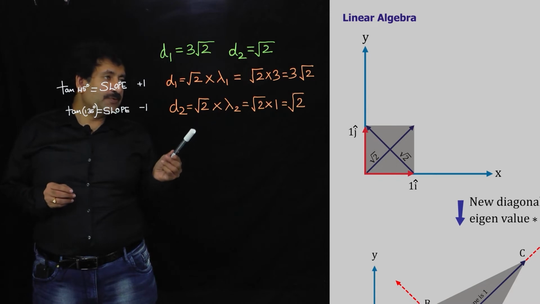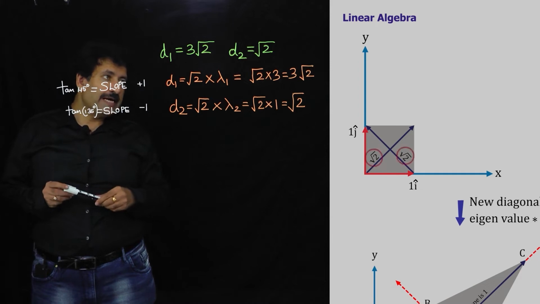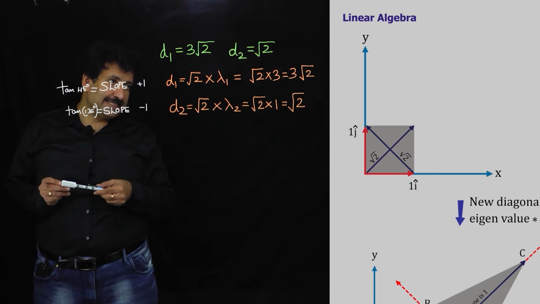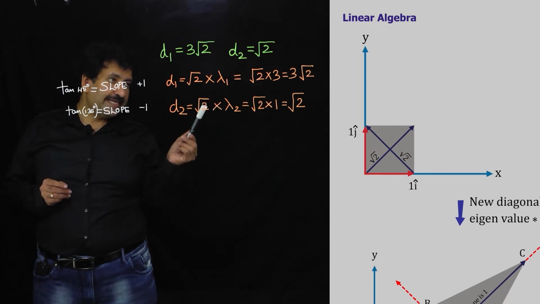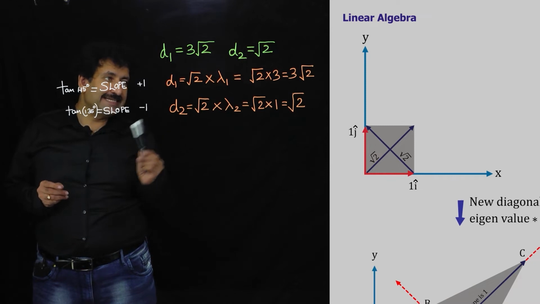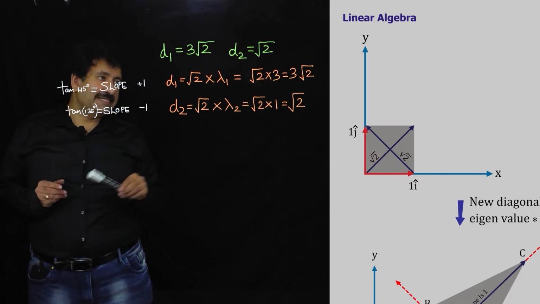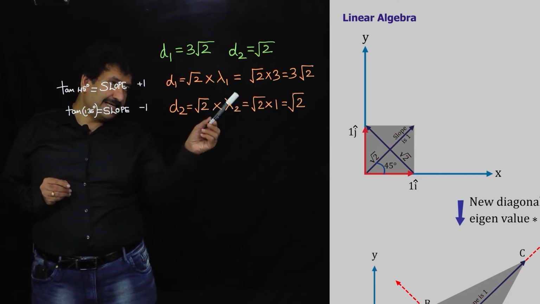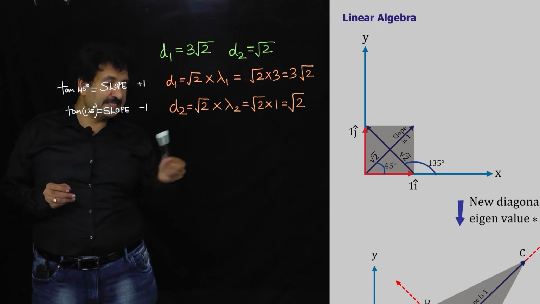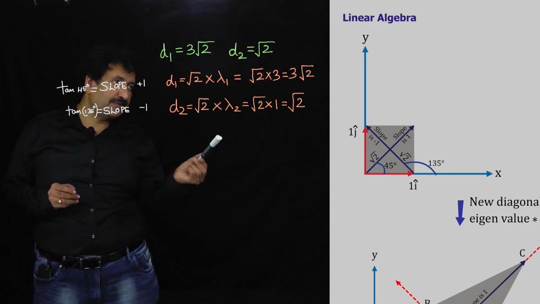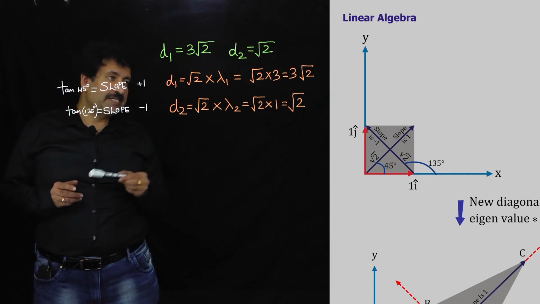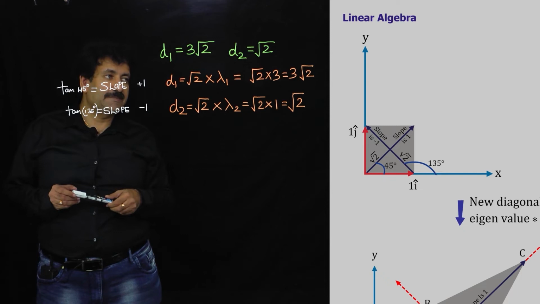It is easy to compute that the diagonals of the square are root 2 and root 2, and both these diagonals happen to be perpendicular to each other. That is, the direction of each diagonal is at 90 degrees to each other. You can see that one diagonal makes an angle of 45 degrees, the slope is plus 1. Another diagonal makes an angle of 135 degrees with respect to positive x-axis, the slope is minus 1. And since the product of the slopes is minus 1, these two diagonals are perpendicular to each other.